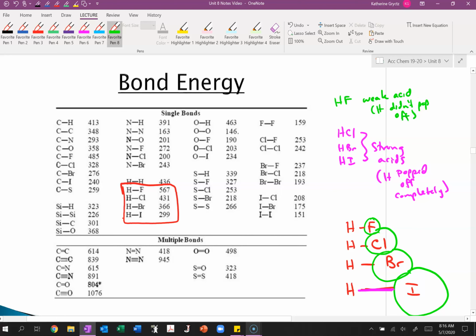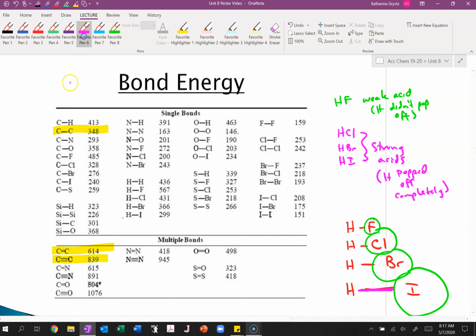Okay, and why the H didn't pop off much is because it is much harder to rip that H off of HF, because that's a stronger bond. Okay, because it's shorter. So the other thing that I wanted you to look at is comparison of the same kind of bond, but doubles and triples.